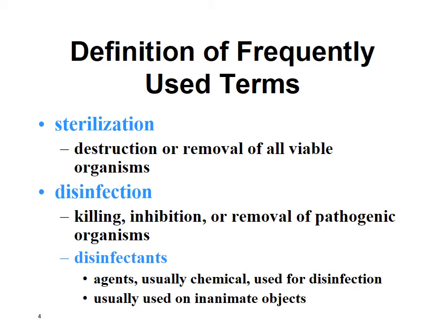In contrast, disinfection is the killing, inhibition or removal of microorganisms that may cause disease. The primary goal of disinfection is to destroy potential pathogens, but disinfection also substantially reduces the total microbial population. Disinfectants are usually chemical agents and they're used to carry out disinfection, and they're normally only used on inanimate objects. Keep in mind, a disinfectant does not necessarily sterilise an object because viable spores and a few microorganisms may remain.